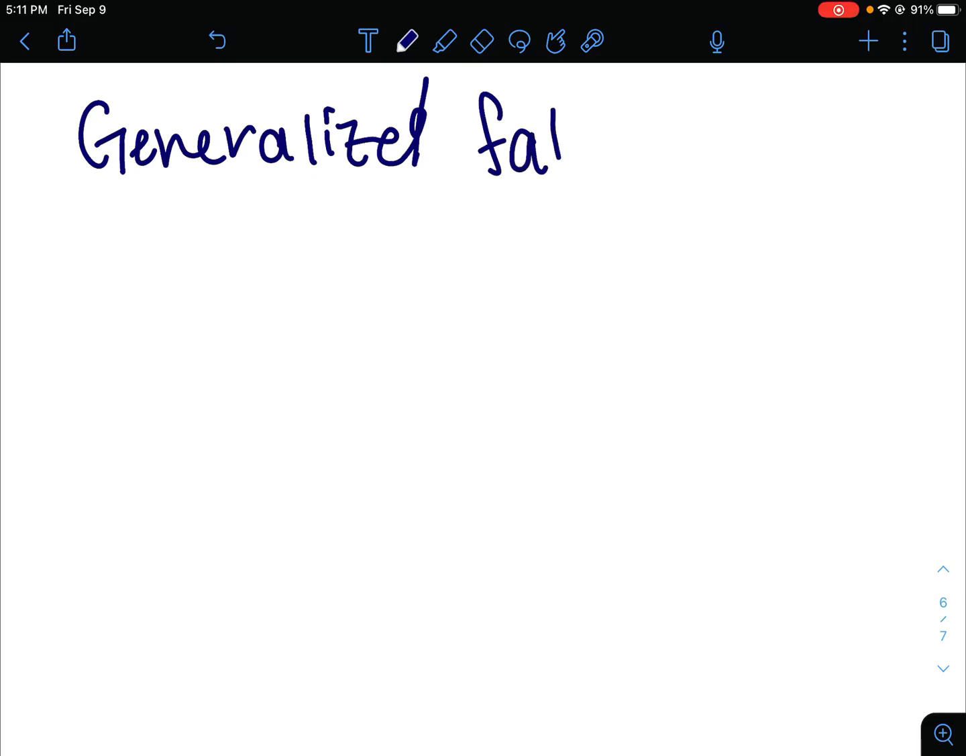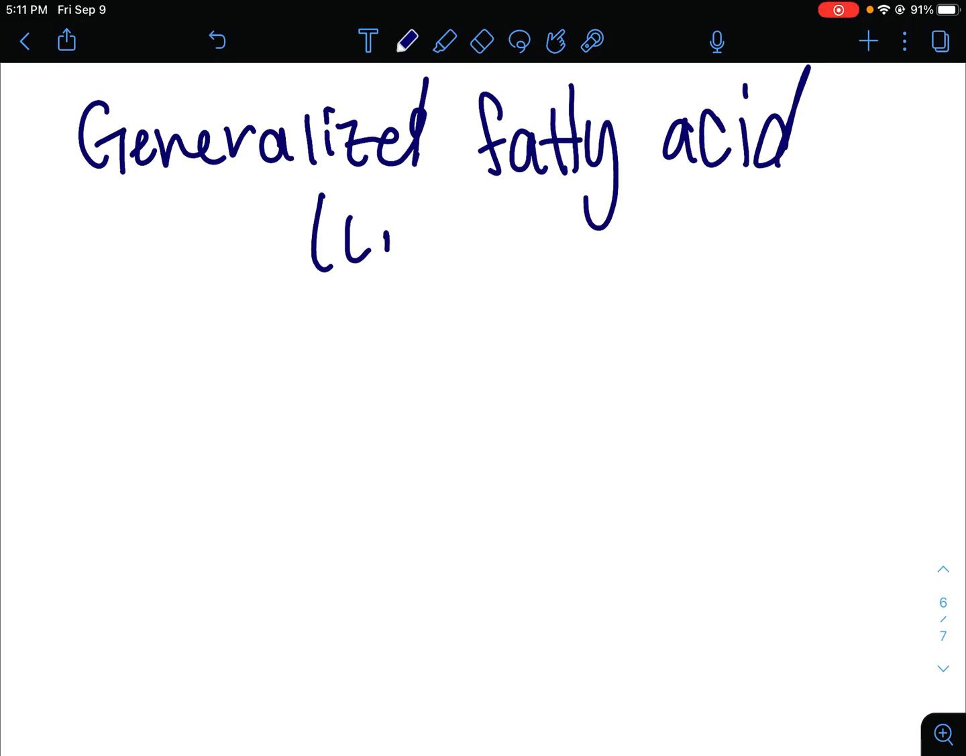So even if it's a double bond, that counts as 2 because it's double bonded. All right, last one, yay, fatty acid. Oh my god, I cannot write. I'm so sorry. Fatty acid, also known as a lipid. Okay.